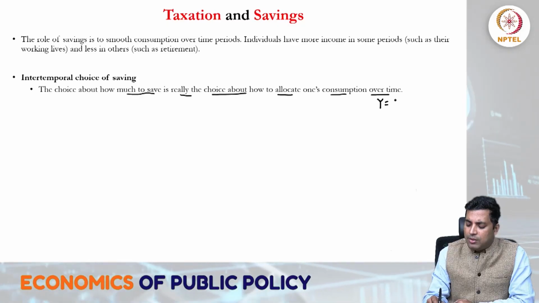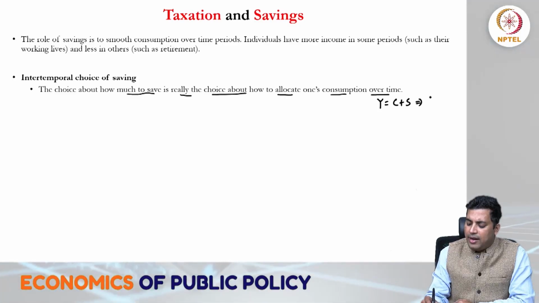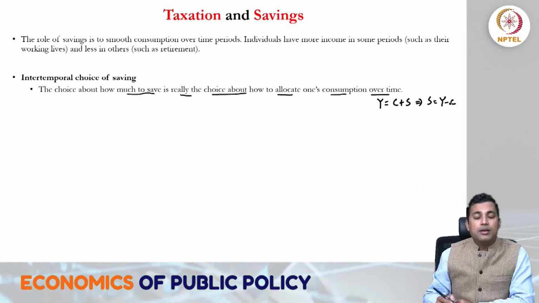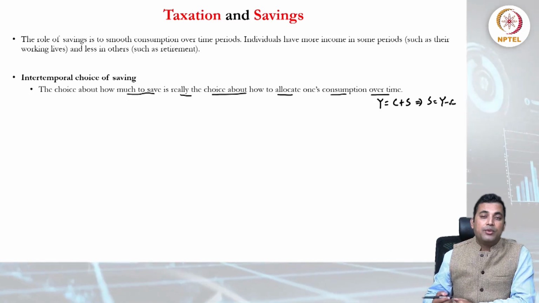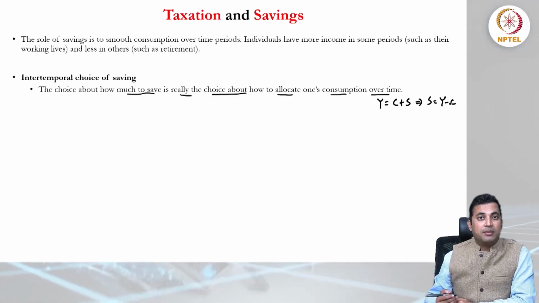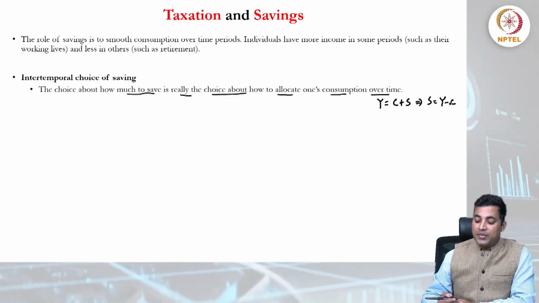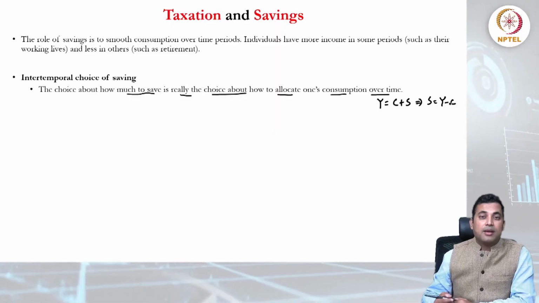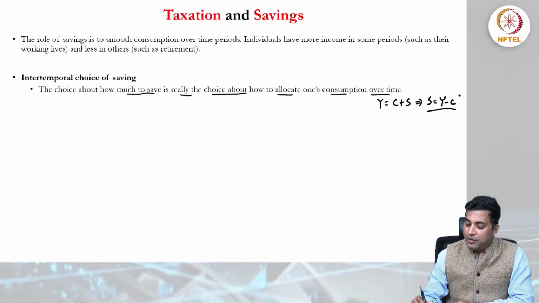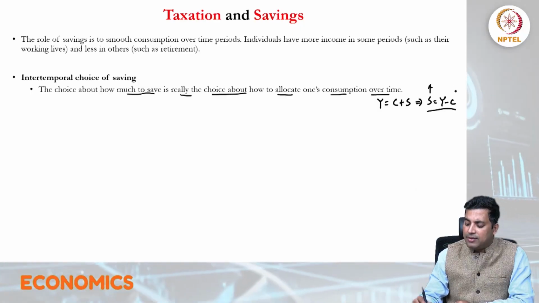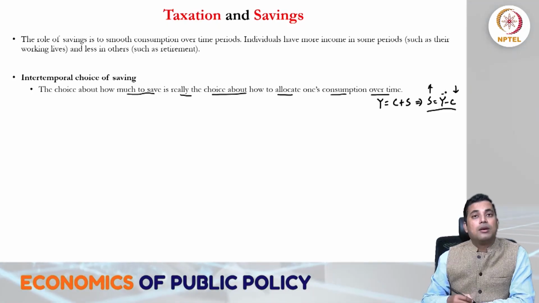So y is equal to c plus s, and certainly s will be equal to y minus c. So when we try to get more savings, we have to understand the behavior of consumption, because if you want to increase your savings, then certainly consumption has to be reduced and mindfully consumed. If I want to increase savings, then consumption has to decrease if income is constant.